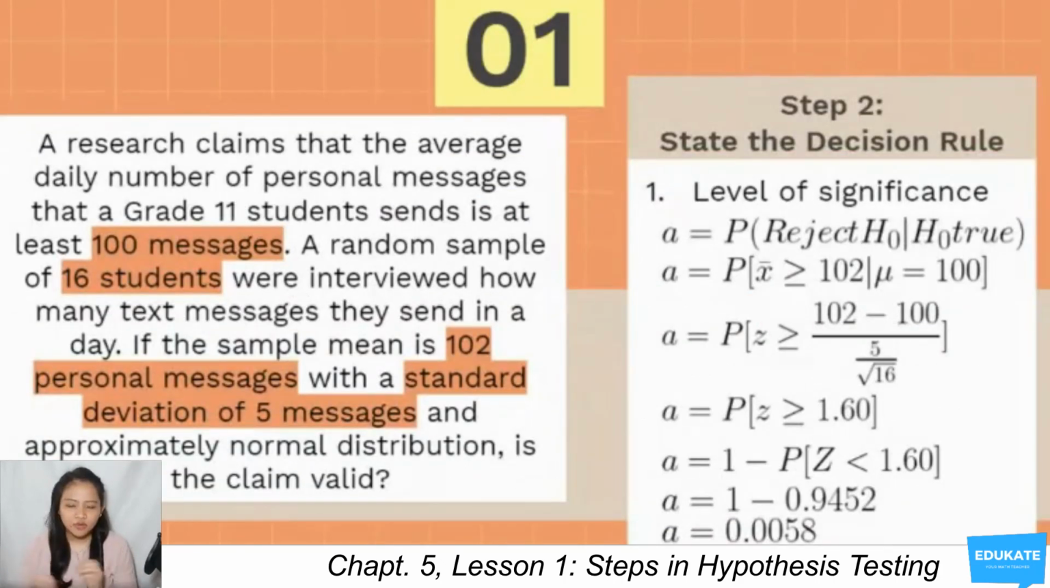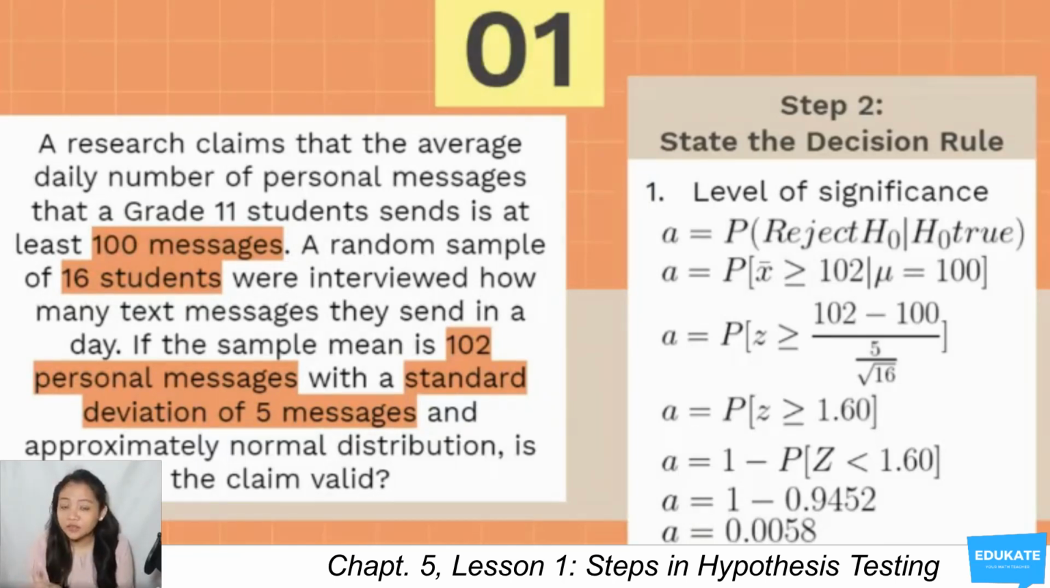Moving on to your step 2, which is to state the decision rule. So since in the problem, there is no set level of significance, we can compute for the level of significance by computing for the probability of committing a type 1 error. Recalling that a type 1 error is rejecting a true hypothesis. So let's compute for the level of significance.